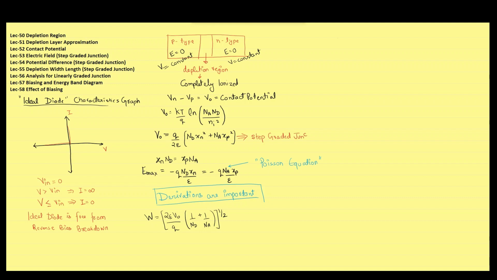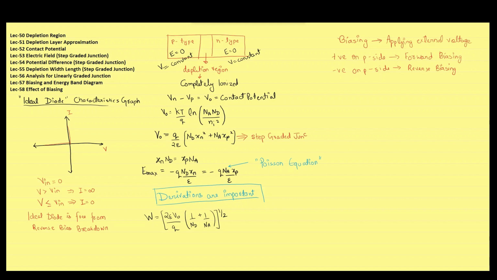After that, we studied biasing and the energy band diagram. Biasing simply means applying external voltage. If we apply positive voltage on the P side, then it is forward biasing. If the negative terminal of the battery is applied on the P side, then it is reverse biasing. Otherwise, if there is no battery connected, then it is called zero biasing.